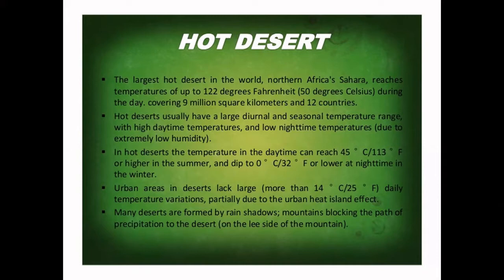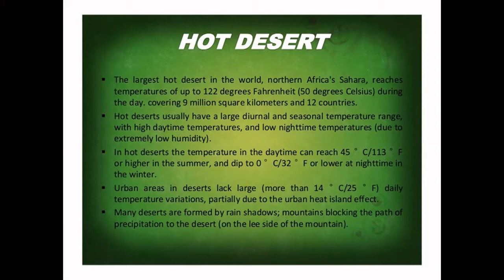Hot deserts usually have a large diurnal temperature range, with high daytime temperatures and low nighttime temperatures because of low humidity. In hot deserts, the temperatures in the daytime can reach 45 degrees Celsius, or 113 degrees Fahrenheit or higher, in the summer, and it dips to 0 degrees Celsius or lower in the nighttime.